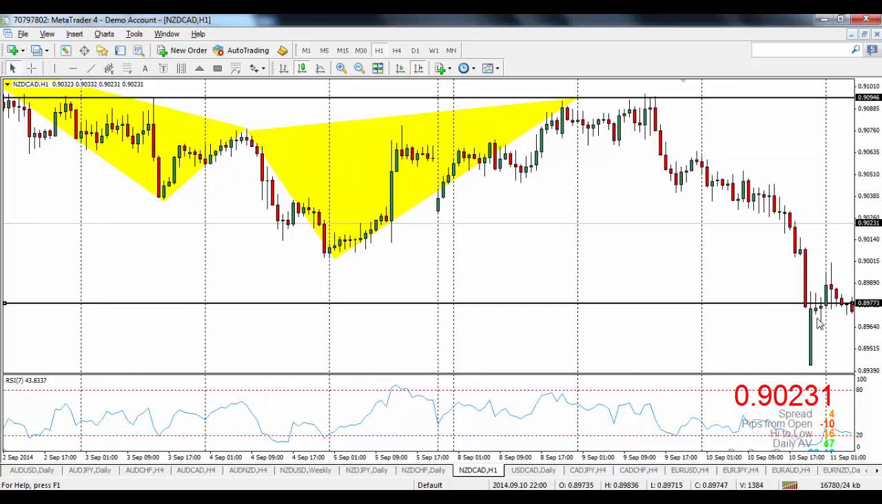So it looks pretty simple, right? All you have to do is put in your level that you want to trigger your trade at, put your stop loss in, put your targets, press submit, walk away, and you're done.